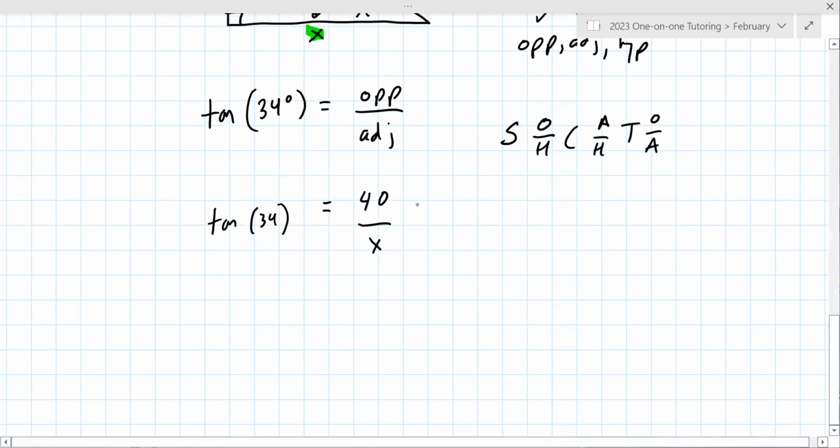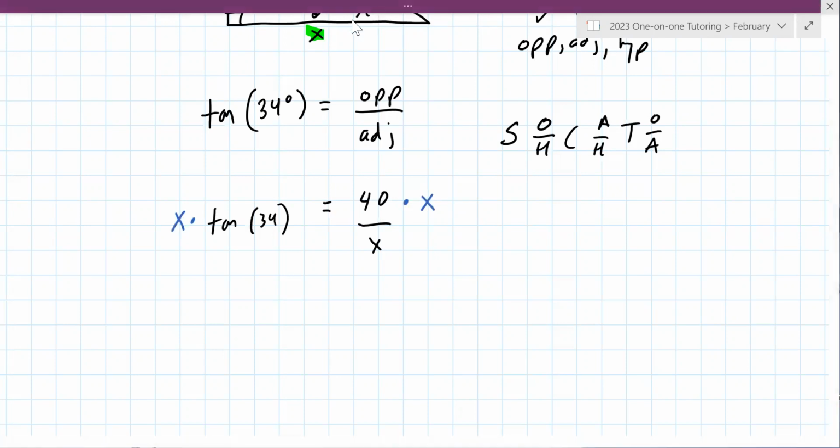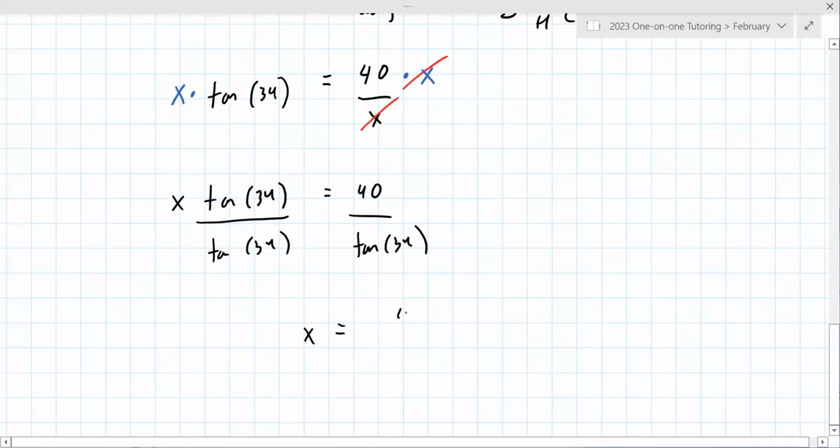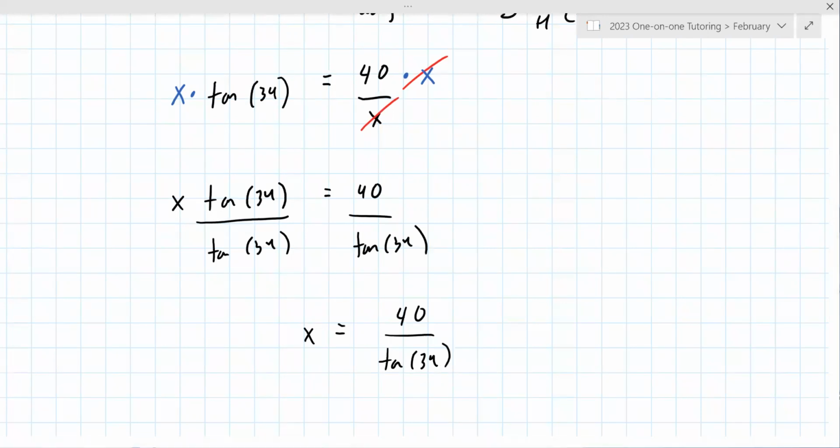I think you multiply both sides by X. Yes, good, and then divide by tangent 34. Yeah, perfect. Okay, that's right. So I'm going to write out the steps here in case you want to look back at this later on. You divide both sides by tangent 34. So X equals 40 over tangent 34. Grab your calculator whenever you're ready and let me know what you come up with for that, rounding to the nearest hundredth.